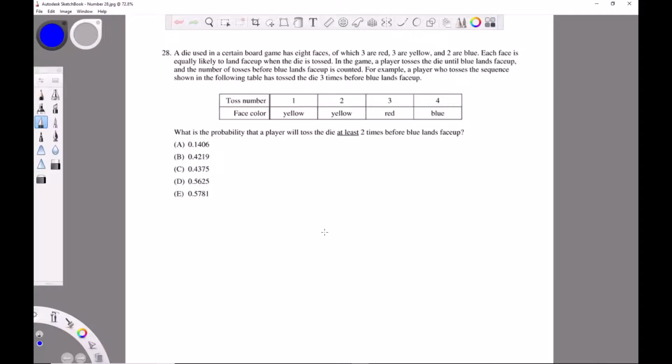All right, so on to number 28. Kind of a probability question, although it's a little bit deceptive. You kind of have to pick out what's going on here.